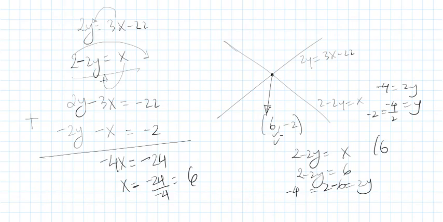Okay, so x is 6, y is minus 2. Exactly the same answer we got when we read off the graph. I'll give you some time to write that down.